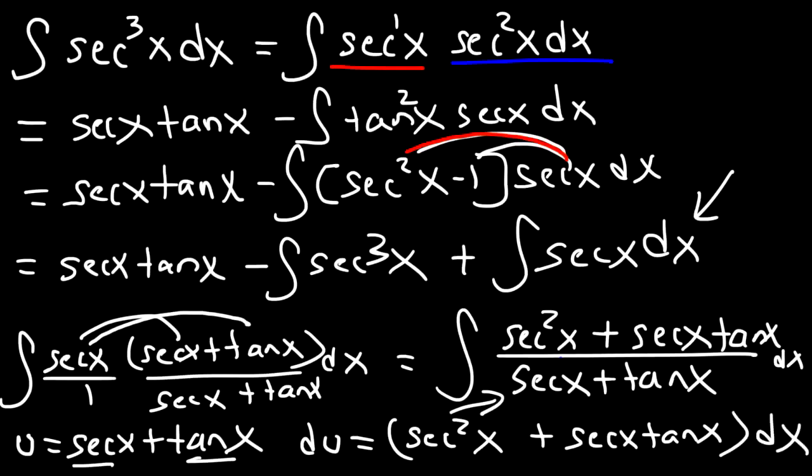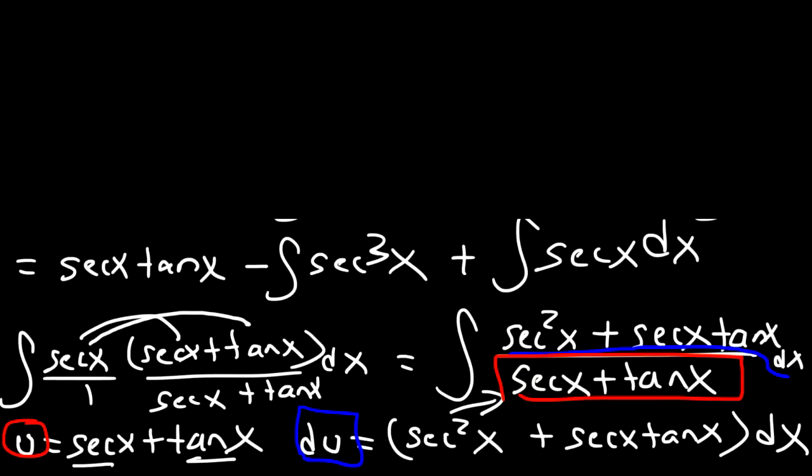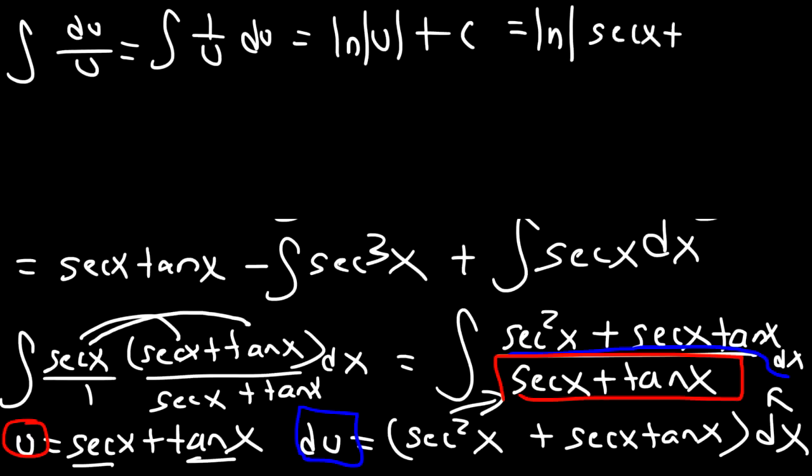So notice that this part is the same as du, and we can replace this part with u. And I'm definitely running out of space, so let's just get rid of what we have up here. And so now we have the integral of du over u, and the integral of 1 over u is the natural log of u plus c. And so u is equal to this, and so we're going to have natural log secant x plus tangent x plus c. So that covers the integral of secant.